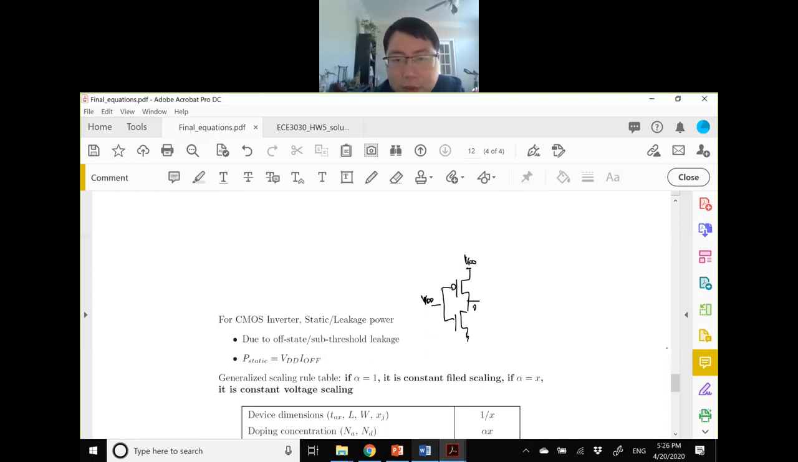So for the PMOS transistor, you see this is VGS for the PMOS. VGS is actually 0, but the VDS is non-zero. So you have I-off current for the PMOS. This I-off current multiplied by VDD will give you the static power for this inverter.